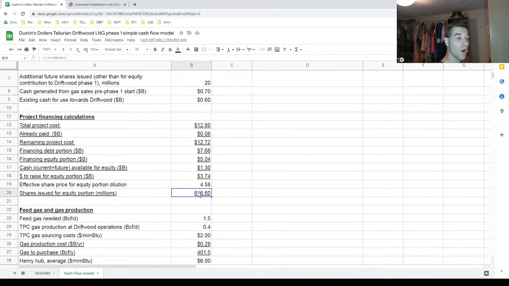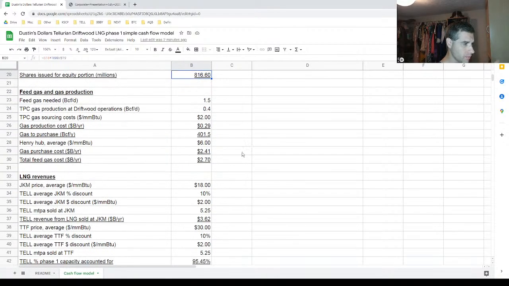And so all of those assumptions that I have in here right now would mean that Tellurian would issue an additional 816 million shares to fund the rest of the equity portion. So that is one big chunk of the puzzle here. Another one is all about their feed gas.